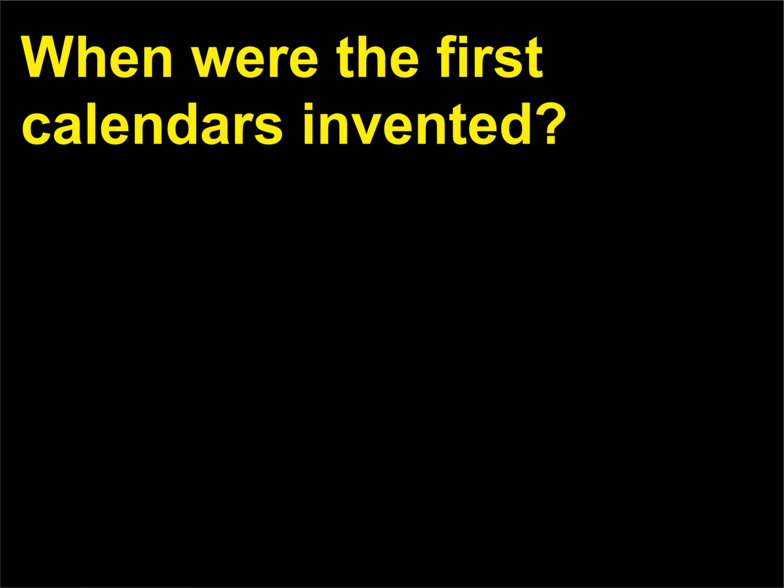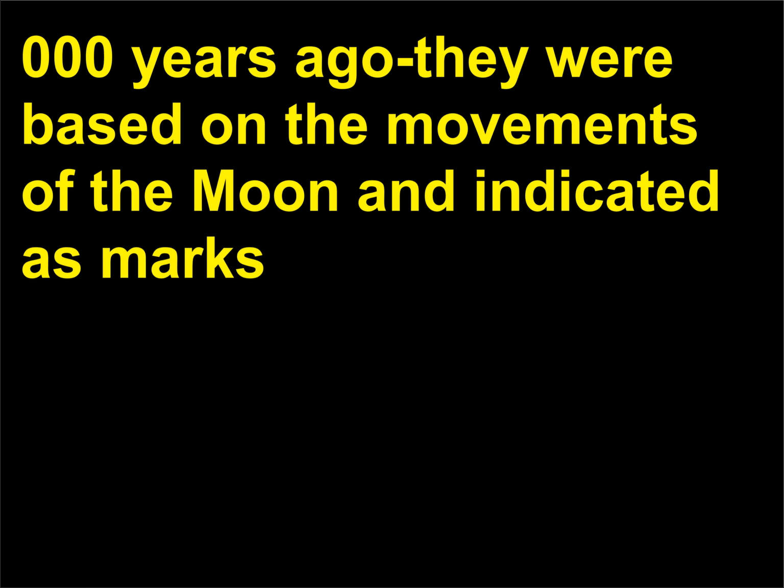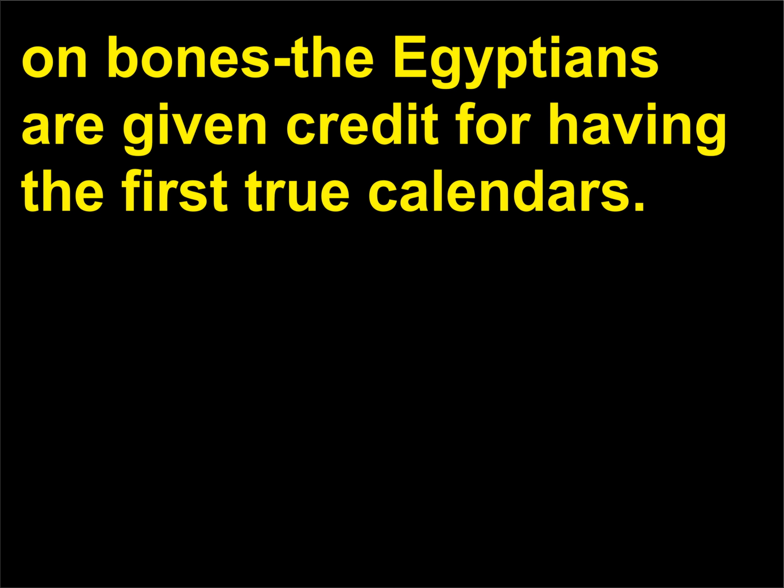When were the first calendars invented? Although the first crude types of calendars may have appeared some 30,000 years ago, they were based on the movements of the moon and indicated as marks on bones. The Egyptians are given credit for having the first true calendars.